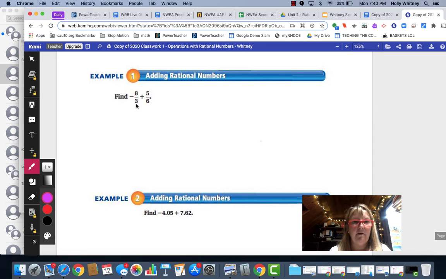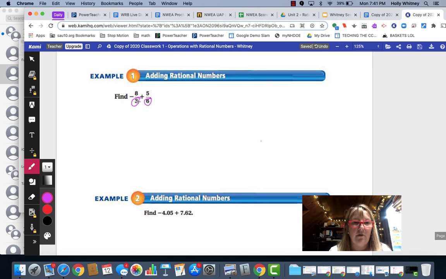So negative 3/8 plus 5/6. First thing you're going to notice is that we do not have a common denominator, so we can't add them, because we can't add 3/8 to 5/6. That's like adding apples and oranges. So we need to find a common denominator between the 8 and the 6. And it turns out the lowest common denominator is actually 24.